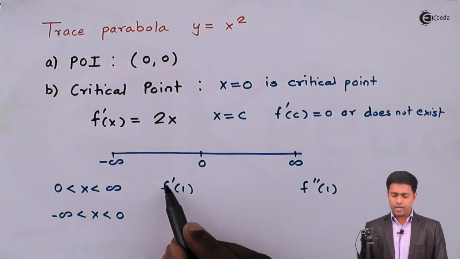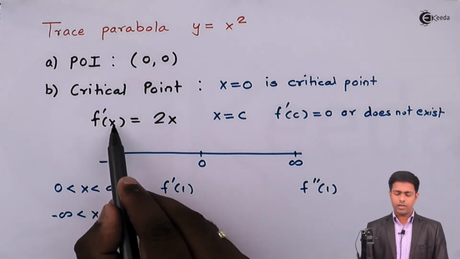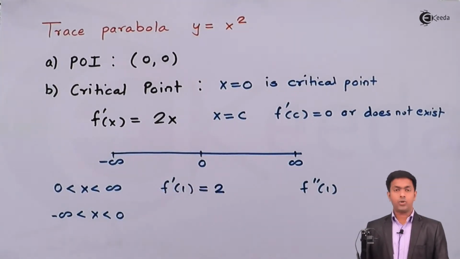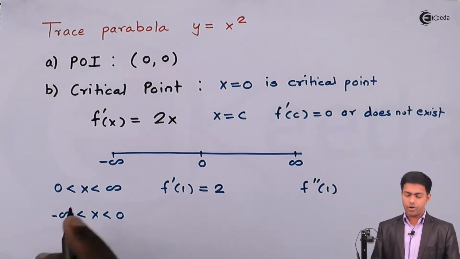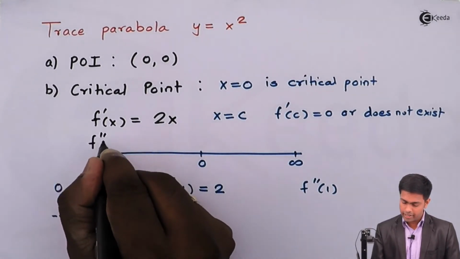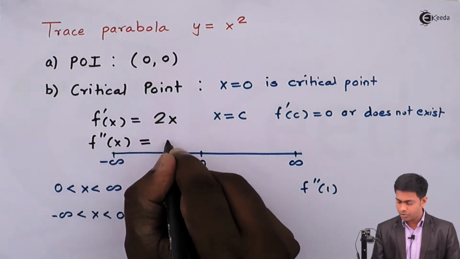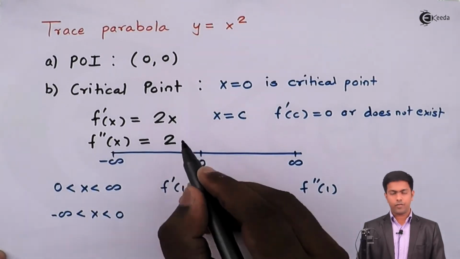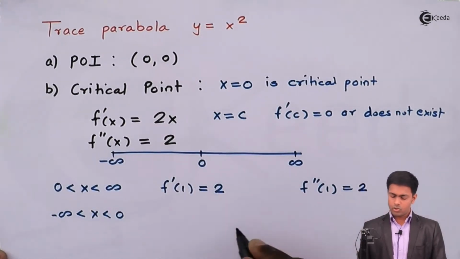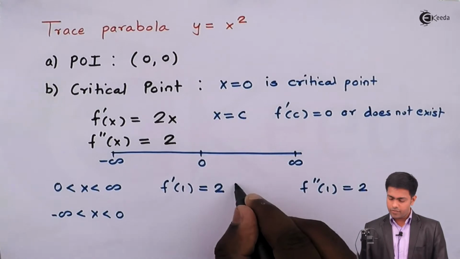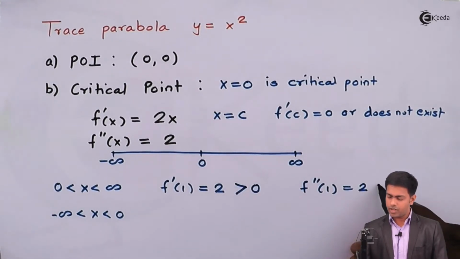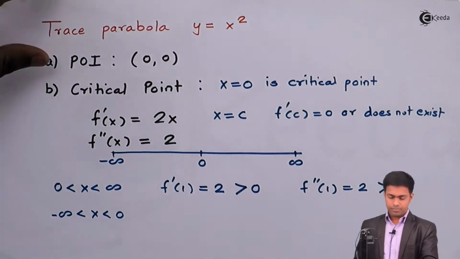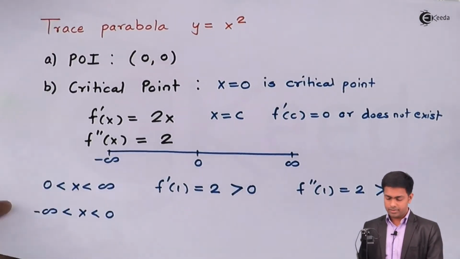So let's find f dash of 1. I'll put that 1 here. So f dash of 1 will be 2 into 1, that is 2. To get f double dash of 1, we have to find f double dash of x, which is equal to 2. When we put 1 here we have a constant, so the answer will be 2 itself. So guys, it means here we are getting a value greater than 0, and this value is also greater than 0. Now let's draw the curve parallelly.